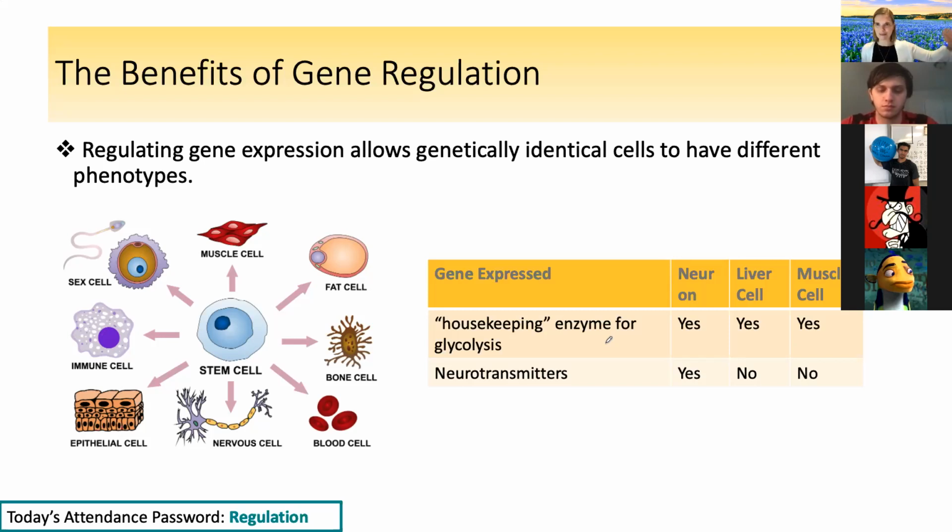So if you go back and look at our process of cellular respiration, a lot of those enzymes are going to be made all of the time. Now, if we look at things like neurotransmitters, these are only going to be produced in our nervous cells, our neurons. They're not going to be made by liver cells or muscle cells. So even though the muscle cells and the liver cells have that DNA in them to make the neurotransmitters, those genes aren't going to be turned on in those cells. So they're not going to go through that whole process of transcription and translation to make them. And this is what helps to give us this huge variety of cells that have very specialized functions.